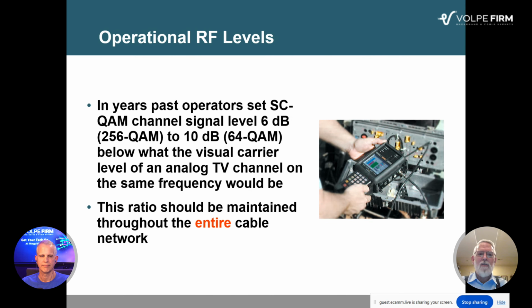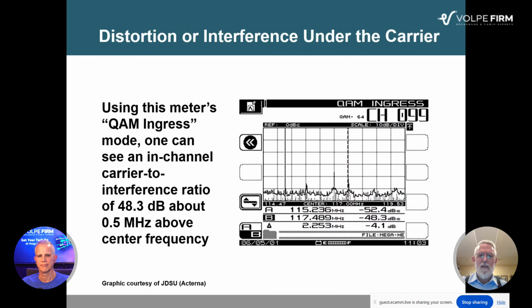I know some operators, when they got rid of all the analog channels, bumped up their SC-QAM channel levels by, say, 2 or 3 dB. And they were able to get away with that and not have any issues. But whatever that ratio is, make sure you maintain it throughout the network. That's an important point, and just helps to ensure that you've got correct signal levels everywhere.